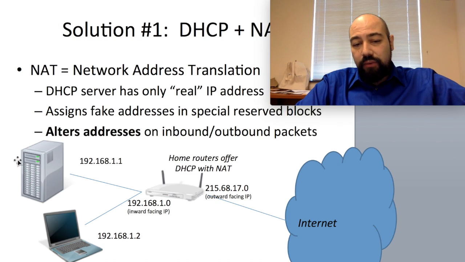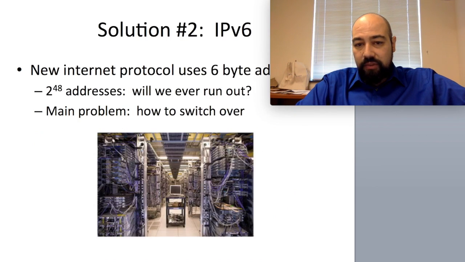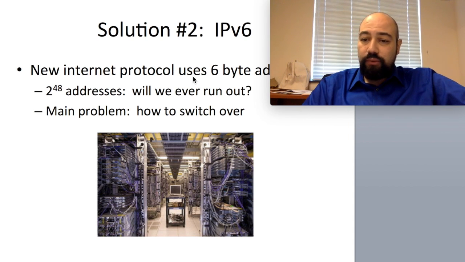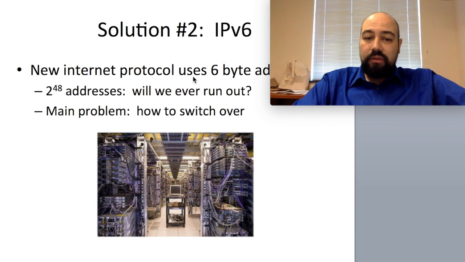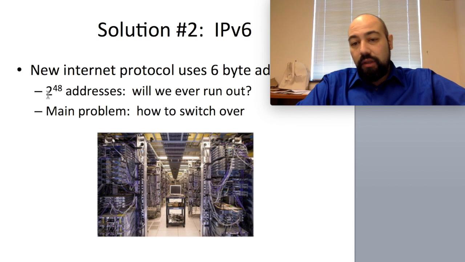And another way of increasing the numbers is IP version 6, which is a newer version of IP. Instead of using 4 bytes, 4 octets, we are using 6 bytes as the IP address, and it's a better way of increasing the number of devices connected to the internet. So the number goes from 2 to the power of 32 to 2 to the power of 48, which is a quite bigger number than the previous IP version 4.